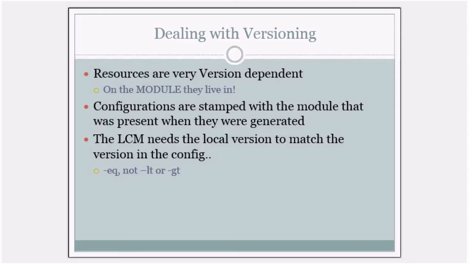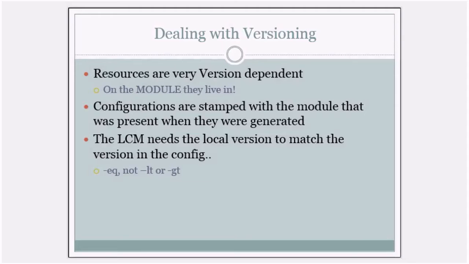When the local configuration manager gets a configuration document, it needs that exact module version to be available on the node in order to process that configuration. Now, if it doesn't have it, and you're in a pull server mode, it can go ask the pull server for that module version. But if it can't get it successfully, it will fail to run. Doesn't matter if it's a newer version on the local system or an older version.